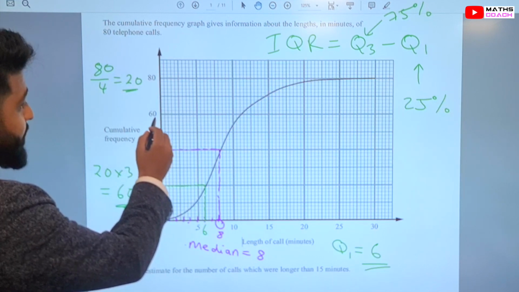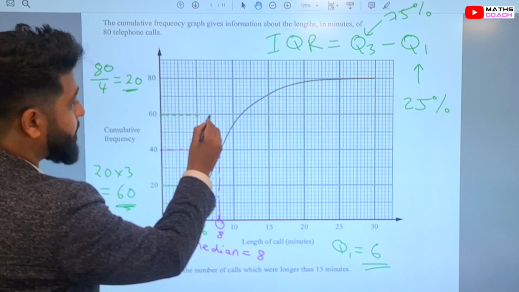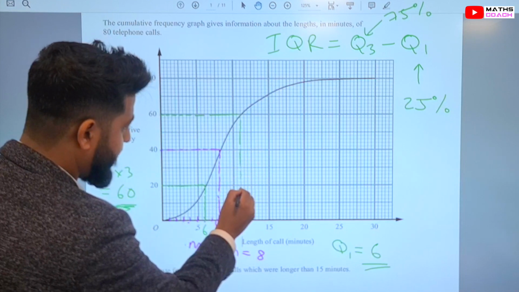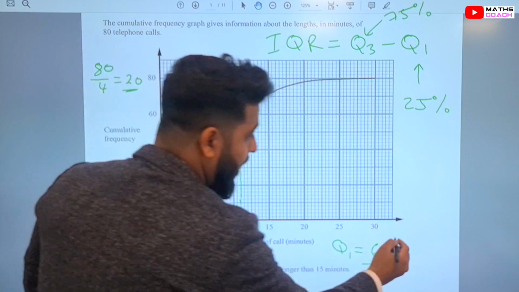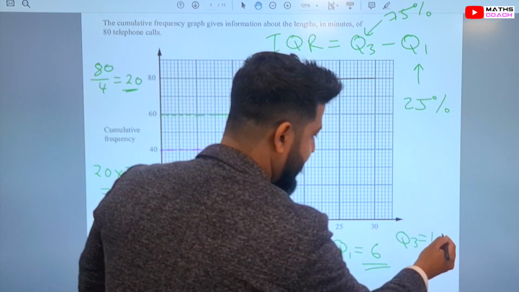And you go to this position of 60 on the cumulative frequency, you go across, see where it hits your line, and then you just read down. And you can see that it's 11. So our Q3 value, the upper quartile or the third quartile, is 11.